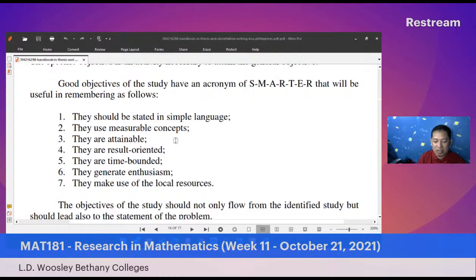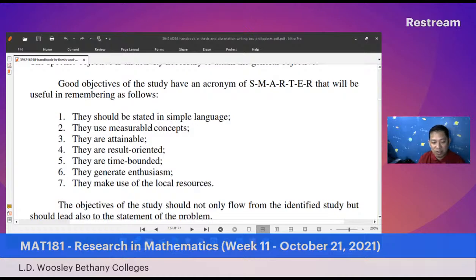And then attainable, of course, in due time. It could be attained by the research procedure and the researcher per se. And it is result-oriented. The research is worth researching. Kasi may mga problem na hindi worth researching. Kumbaga yung impact niya sa body of knowledge ay hindi ganoon kalaki, so you must consider that.